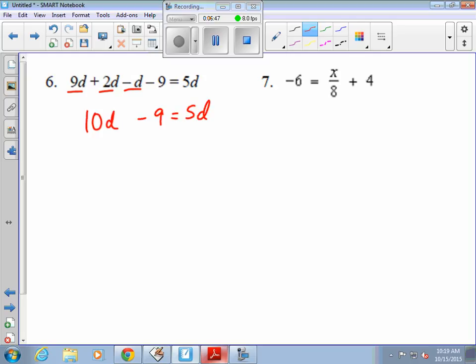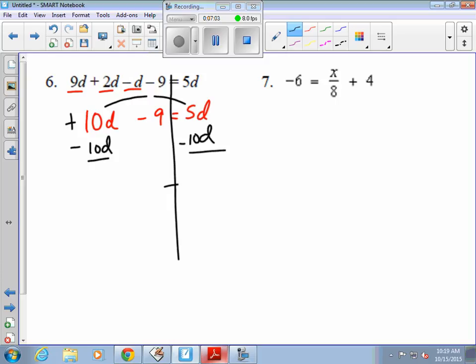Now, at this point, you want to bring all of your variables to the same side. Normally, we would bring 5d over to the left, but since negative 9 is already over there, it's quicker to bring 10d over to the right. It's positive 10d, so undo that by subtracting it. If you do it there, do it here. 5d minus 10d is negative 5d, still equal to negative 9. Don't lose the negative value there.